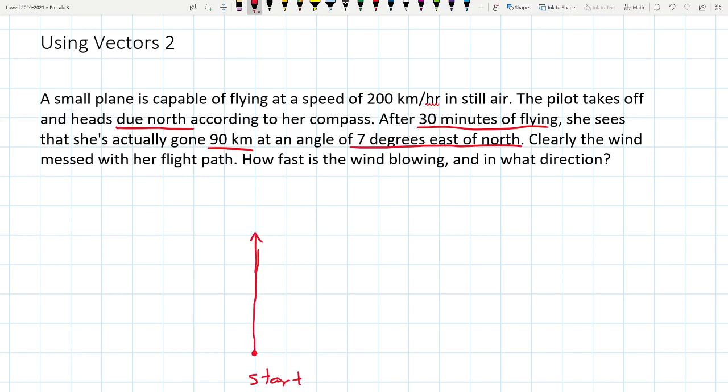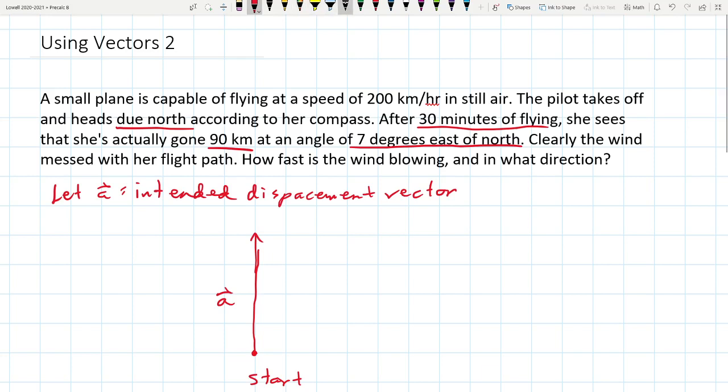Okay. Since this detail right here is given in the distance, I'm going to use the distance vector. So I'm going to call this vector A. And I'm going to say let A equal the intended displacement vector. Displacement vector. Okay. This is where she was supposed to end up. Okay. I'm going to create another one, B.